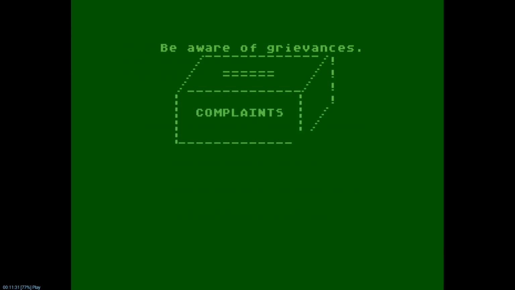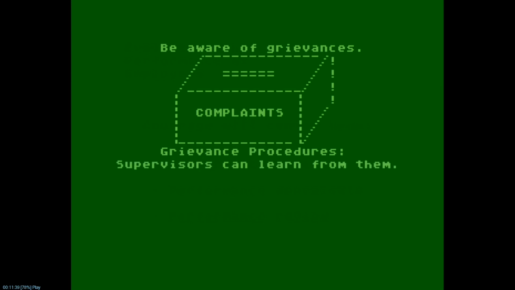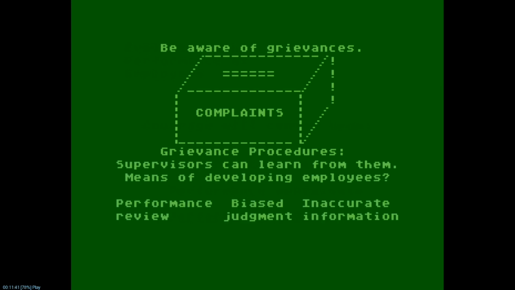A supervisor must also be aware of the grievances and complaints of employees. No doubt this area of discussion will be one of the most valuable for the new supervisor. We will look at typical grievance procedures as well as what the supervisor can learn from them. What is one means of developing employees?